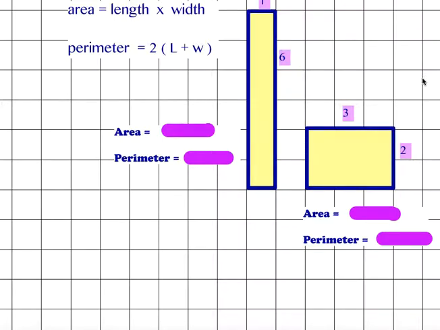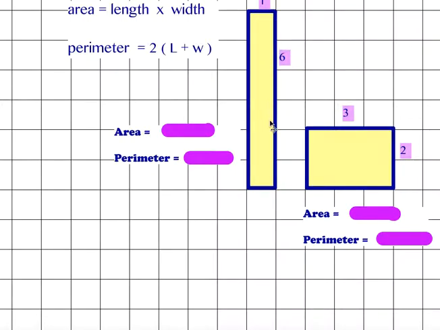Next, we looked at rectangles where we couldn't always count the tiles. In this case, you can see the dimensions are 1 by 6, and maybe it's feet or maybe it's inches. I'll just call it units for now. And this one is 3 by 2. So knowing that area is length times width, they both have the same area. But let's check the perimeter.